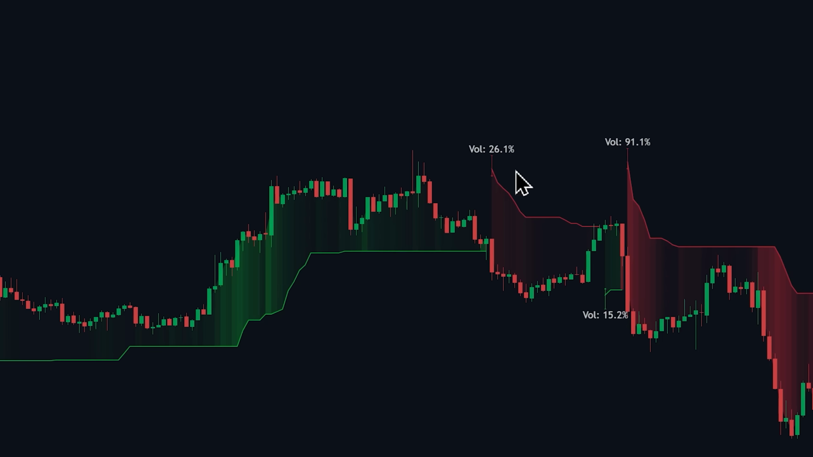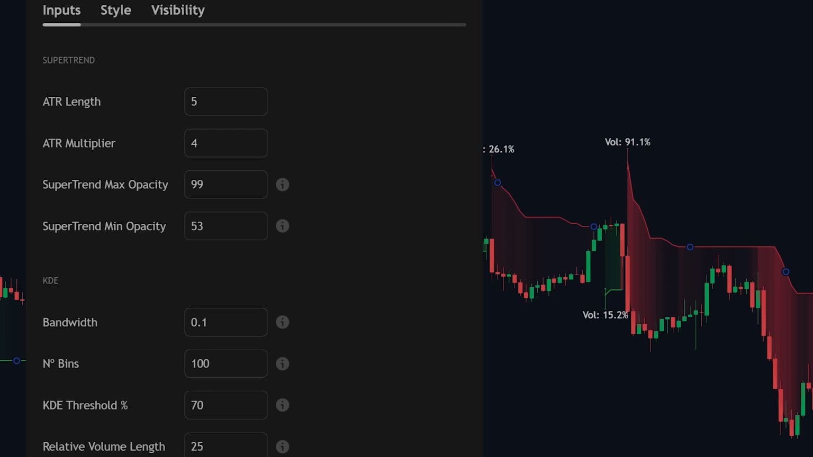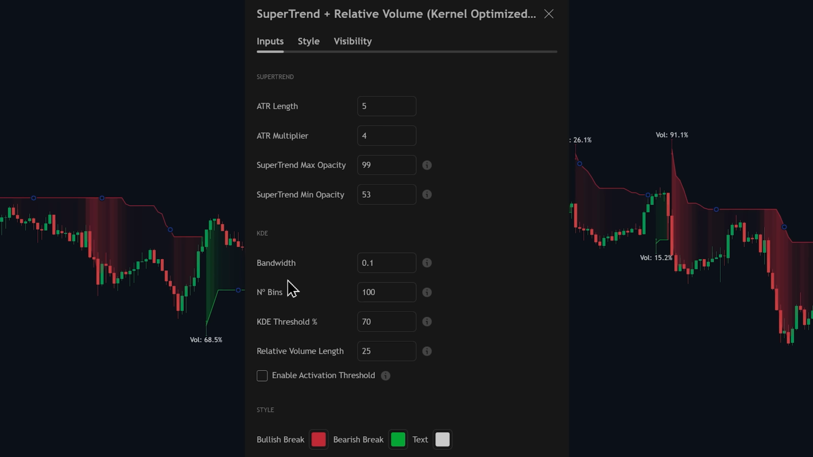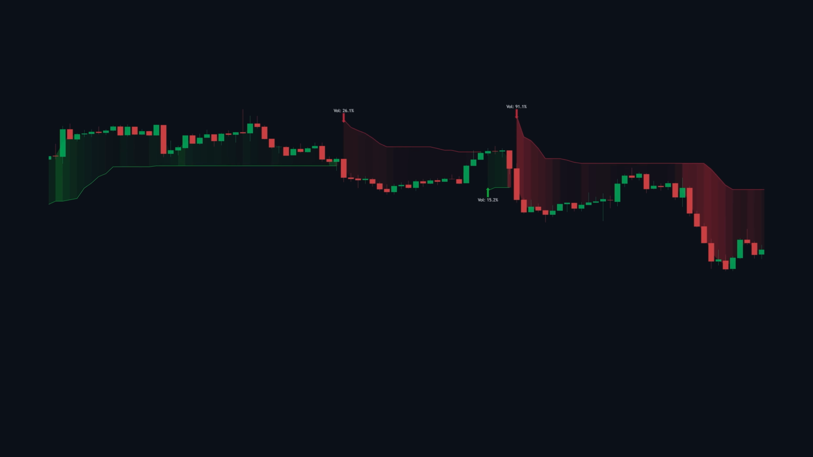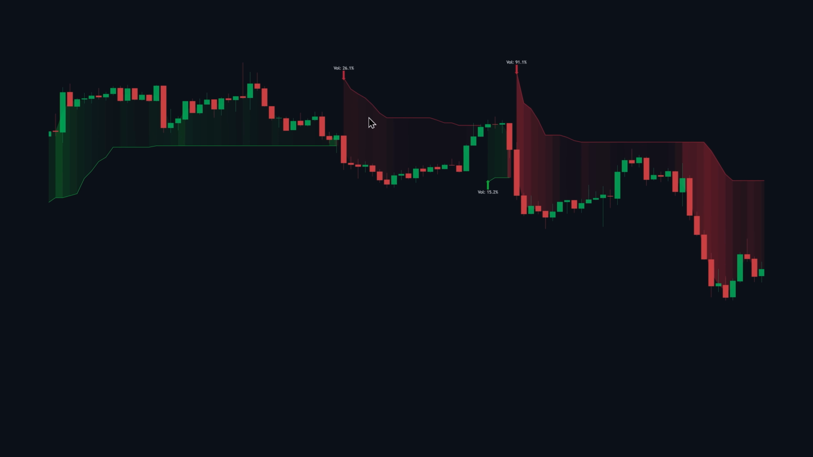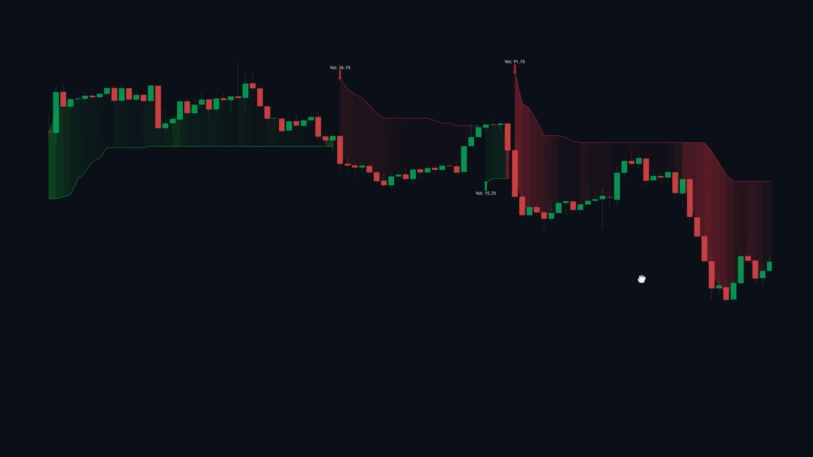Then it uses your threshold to decide how confident the signal is. If the KDE value is above your activation threshold, you get a stronger looking signal. If it's below, you still may get a signal, but it's shown as lower confidence, more transparent, so you don't treat it the same as a high probability break. The signal is also plotted after bar confirmation, so it's not jumping the gun mid-candle.